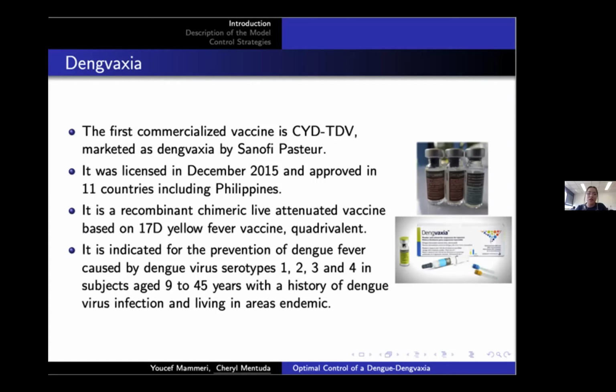The vaccine should be administered in 3 doses, 6 months apart. It is a live attenuated tetravalent product made using recombinant DNA technology, by replacing the pre-membrane and envelope structure genes of the yellow fever 17D vaccine with those of the 4 dengue serotypes. Sanofi Pasteur recommended that the vaccine can only be used in people between the ages of 9 to 45 and people already infected by 1 type of virus.